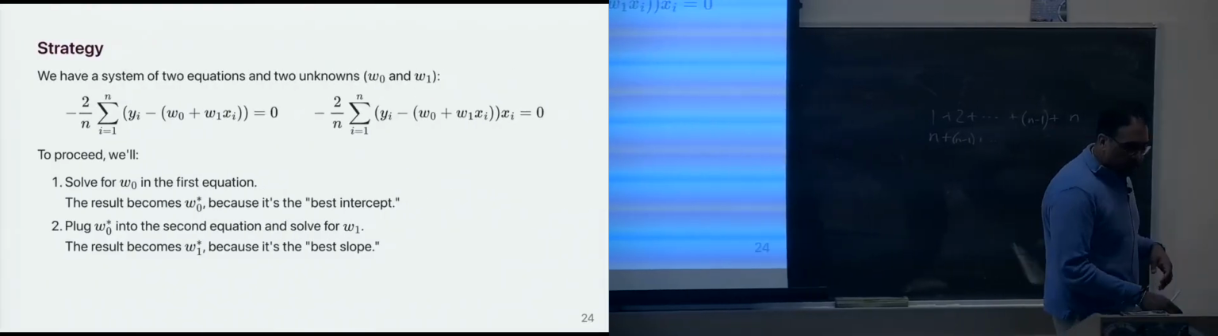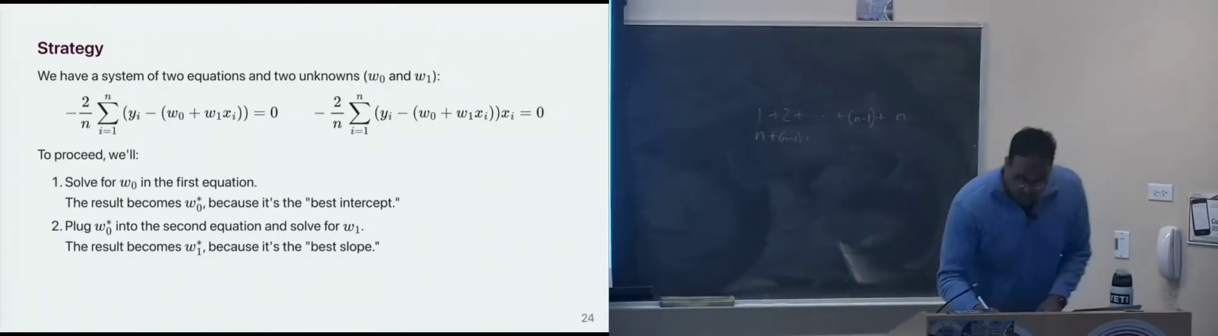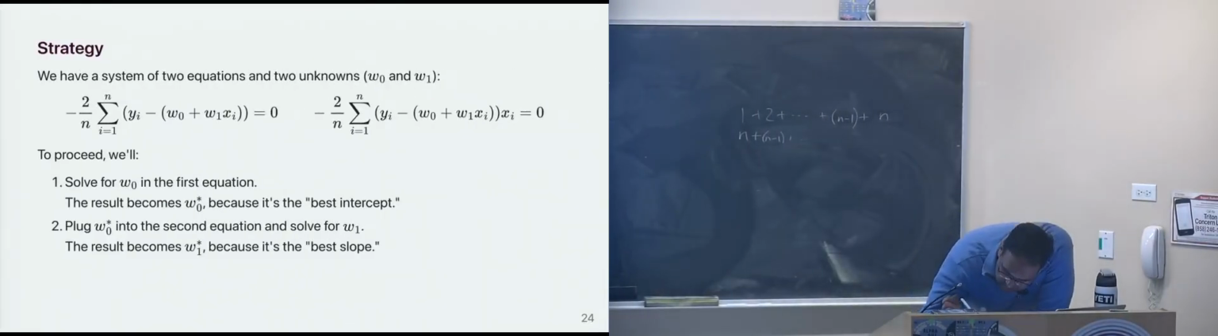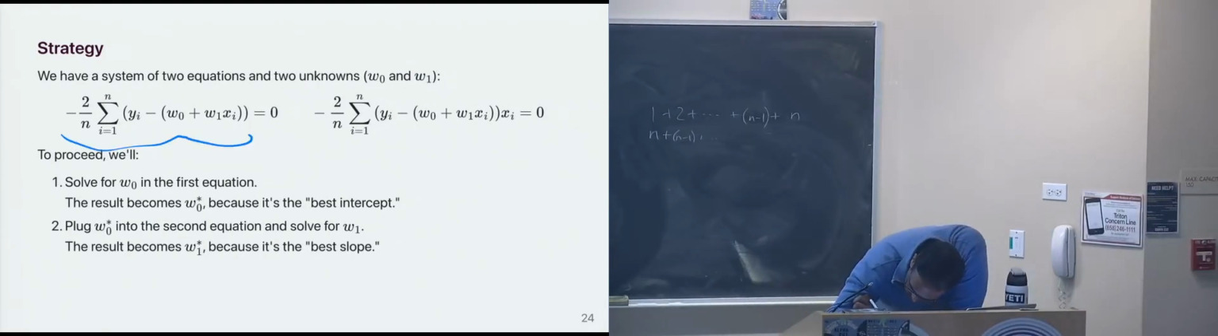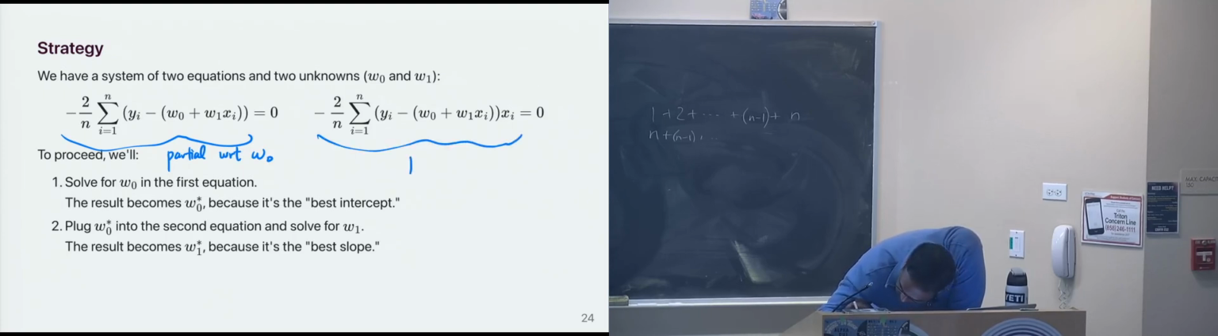Taking a step back, we found two partial derivatives. This was the partial derivative with respect to w0. And this was the partial derivative with respect to w1.